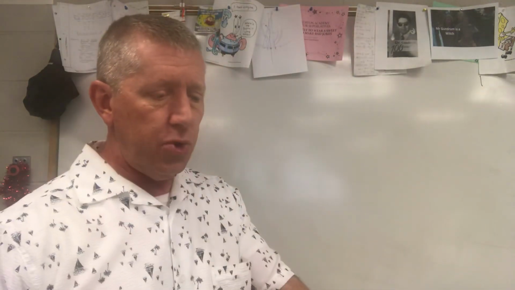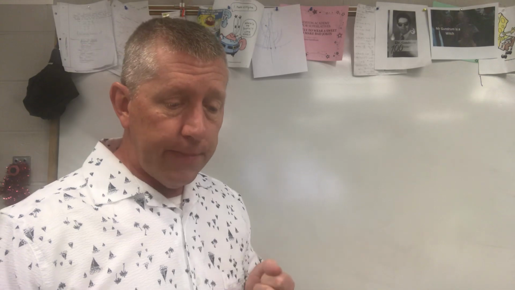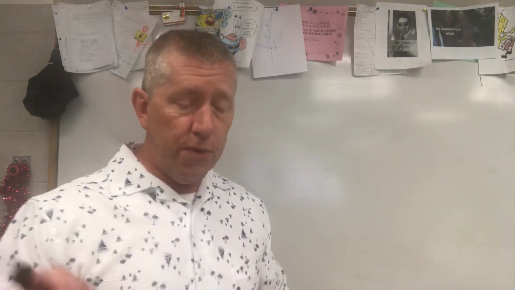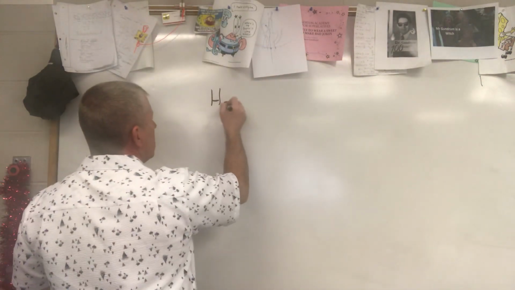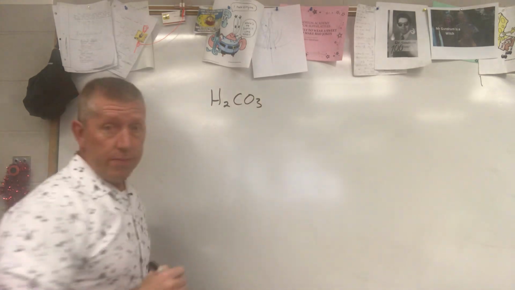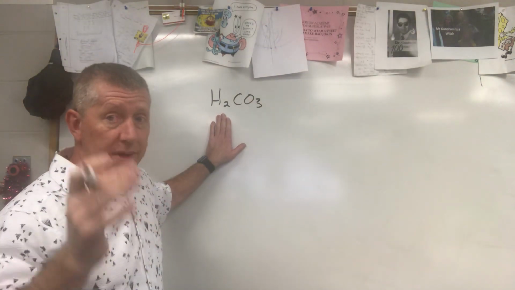I'm just reading from the paper. It says calculate the concentrations of HCO3, which is bicarbonate, and carbonate, when you have a 0.025 molar solution of carbonic acid. Okay, so let's start out by writing out the reaction. Carbonic acid is a weak acid. It's one of the weak acids.